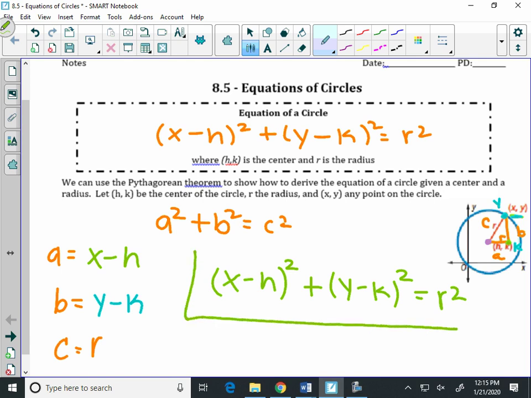Here's the equation. What you need to know is that equation. You don't really need to know where it comes from. You don't have to.